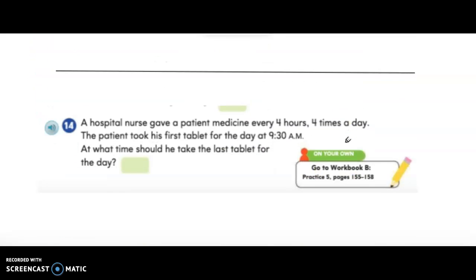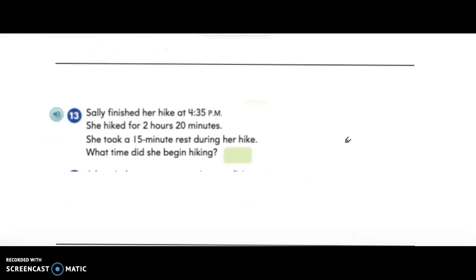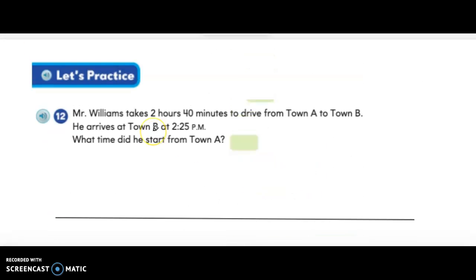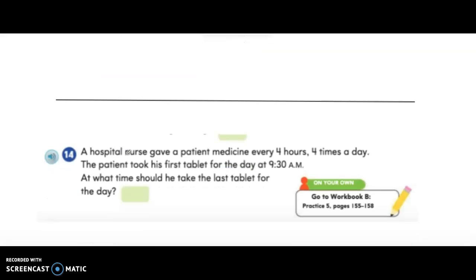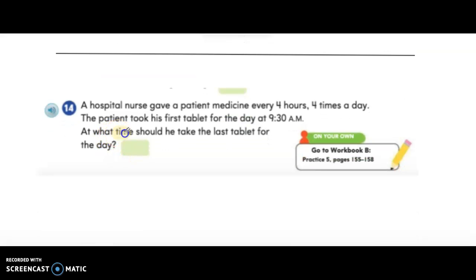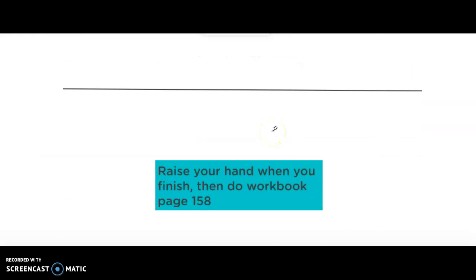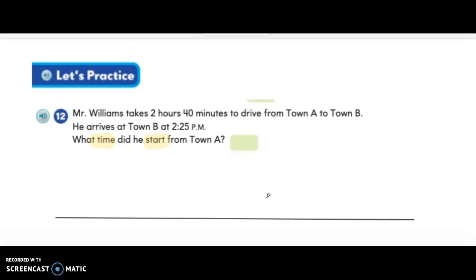You're going to be doing 3 practice problems today. You need to make sure you're using the timelines, okay? Again, pay attention when they're asking for a time and for the start. Same thing for this one. They want to know when she began, and they want to know what time. And for this one, what time should he take the last tablet for the day? Once you finish that, you are raising your hand on this slide and doing workbook page 158. Remember to be showing your work and do your best.